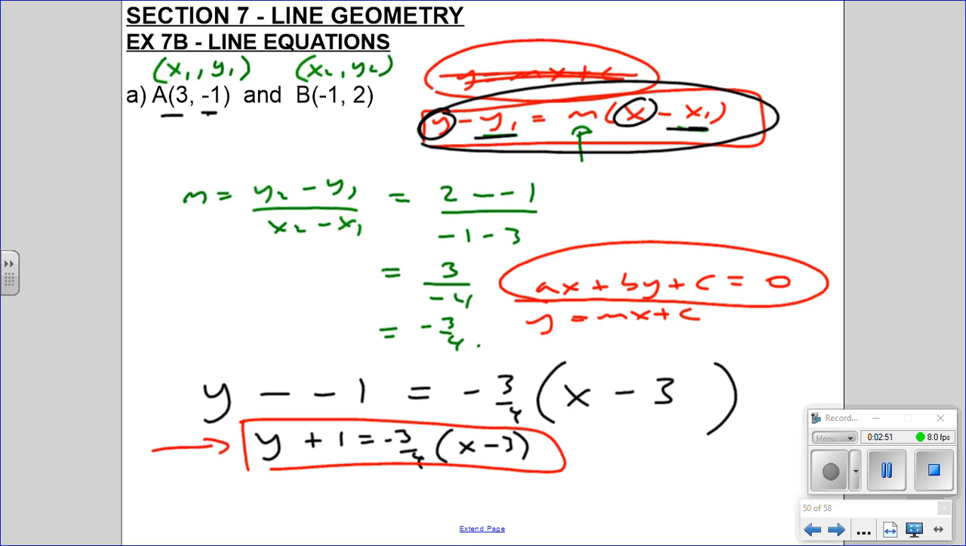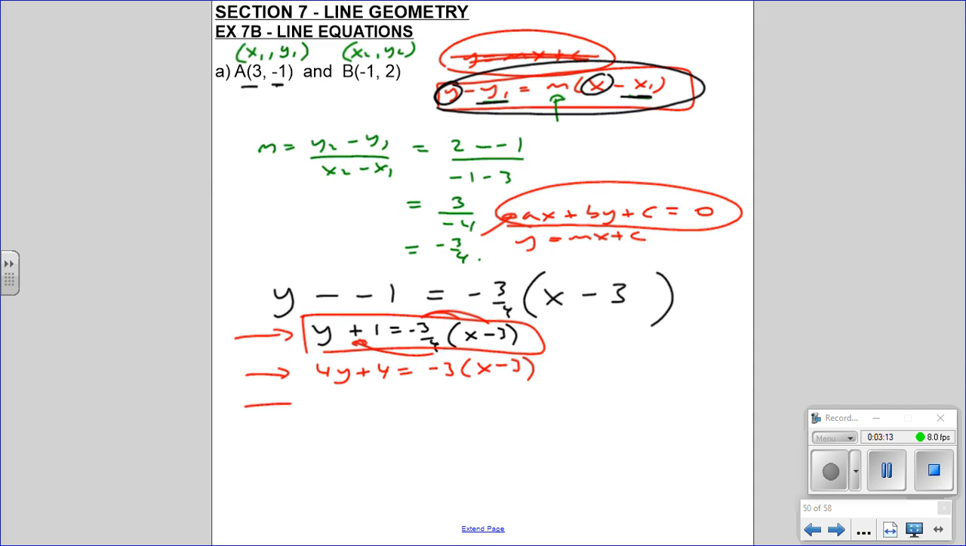The easiest way to make it look like this is to times up by that denominator, rather than multiplying out this bracket. It's so much easier to do that. It takes a lot less work. We don't like dealing with fractions really. So if I times by 4, we get 4y plus 4 is minus 3 times x take 3. So you just need to multiply out that bracket. So 4y plus 4 equals minus 3x plus 9.